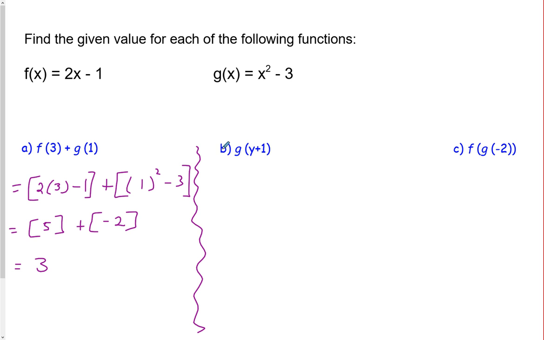Okay, my next one. I've got g at y plus 1. That means anywhere there's an x, I'm going to substitute in y plus 1. So let's get my function here. Anywhere there's an x, I'm going to substitute in y plus 1. Now, I could leave it like this, but I think I want to simplify. So y plus 1 squared is really y plus 1 times y plus 1.